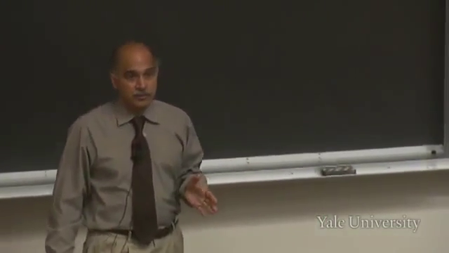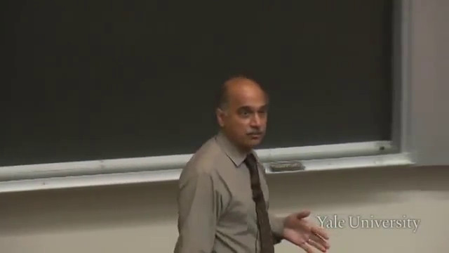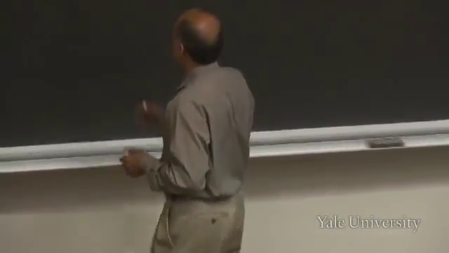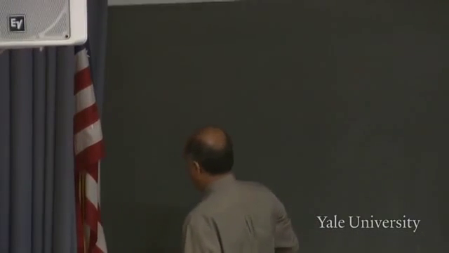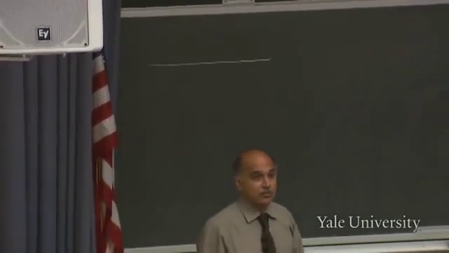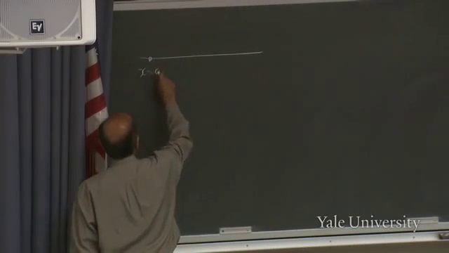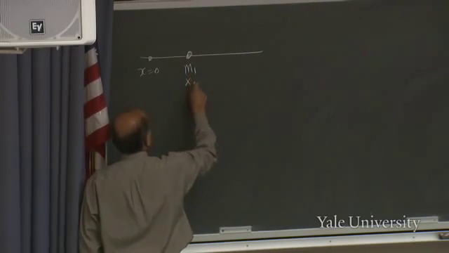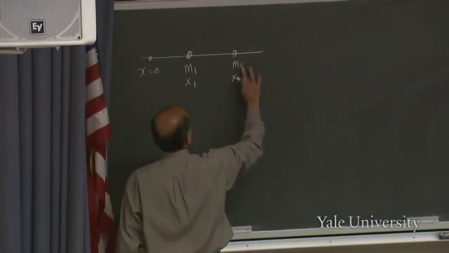So let me start with the simplest possible case of two bodies, and I will again start with the simplest case of they're moving in one dimension. Then we will put in more. So here is the one-dimensional world in which these bodies are going to move. And this is my origin, x equal to 0. And I'm going to imagine one point mass m1 located at x1, another point mass m2 located at x2.